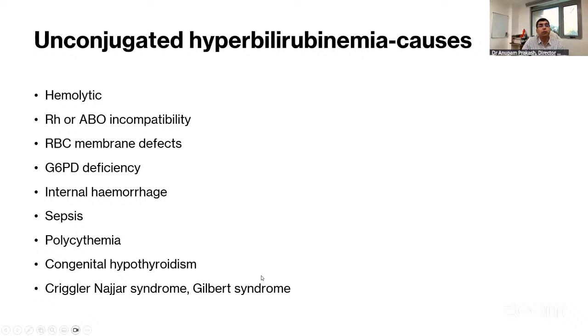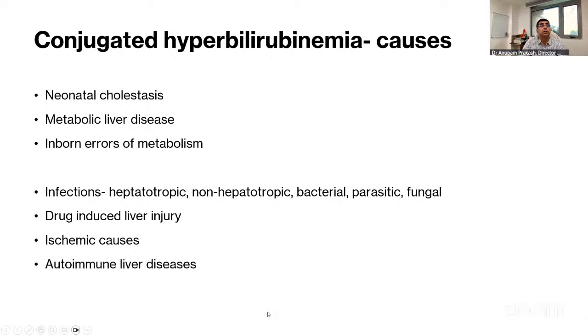Gilbert's will not have splenomegaly. Gilbert's, you can get a history of recurrent episodes. Yes, hemolytic anemia also, you can get a history of recurrent, precipitating episodes. But if you get a retic count done, the retic count will be high in hemolytic anemia, unlike in Gilbert syndrome. So this is important for all of you to understand, apart from other factors.